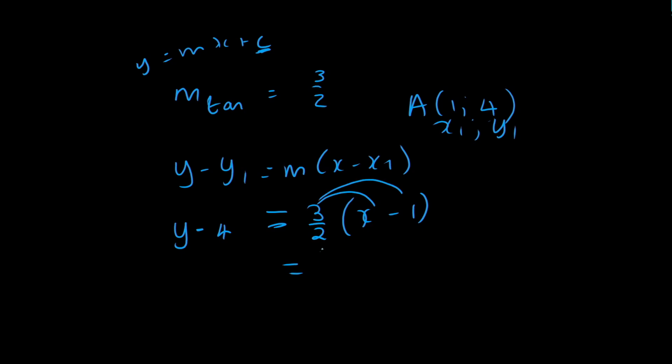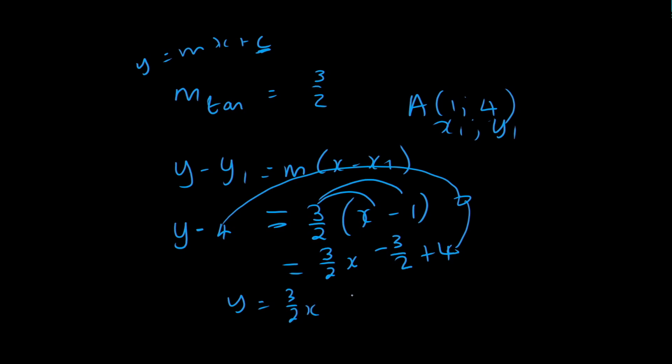Times that into your bracket, so we get 3 over 2 x minus 3 over 2. Add the 4 onto the right-hand side at the same time. So we're going to add 4 here. So we end up with y is equal to 3 over 2 x minus 3 over 2 plus 4. This you can do on your calculator. If you want to quickly do a little sum on the side, you can. So we've got minus 3 over 2 plus 8 over 2. So I've just found an LCD between the two. 8 minus 3 is 5 over 2. So you get y is equal to 3 over 2 x plus 2.5, or 5 over 2.